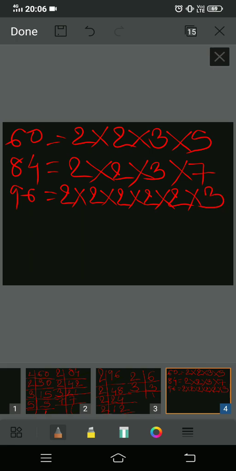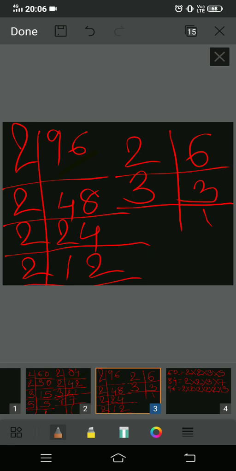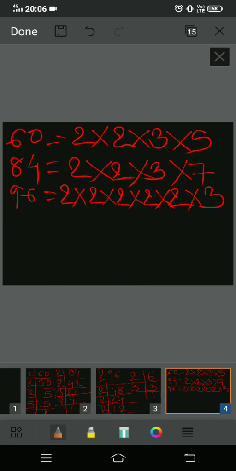Okay, what we have written here is the numbers which are here. Okay, the numbers which are here, that is only we have written over here. 60 is equal to this, 84 is equal to this much, and 96 is equal to this much. Now what we need to do here, children, is we need to see common numbers. Okay, how we will see the common numbers, I'll just show you.